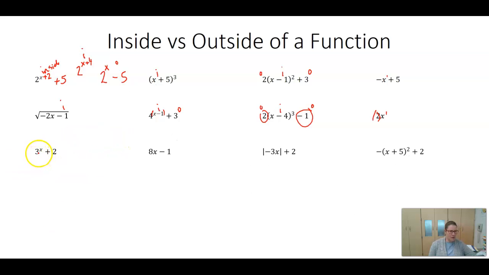This one is also exponential because x is in the exponent. And if I do a plus 2 like this, it's going to be on the outside because it's a big plus 2, right? It's not up here with x. Another linear function, this one is absolute value. This minus 3 is on the inside of the absolute value bar, so it's also on the inside of the function. And the plus 2 is on the outside. Here we have a quadratic function because it is squared. We have 2 things on the outside and 1 thing on the inside.